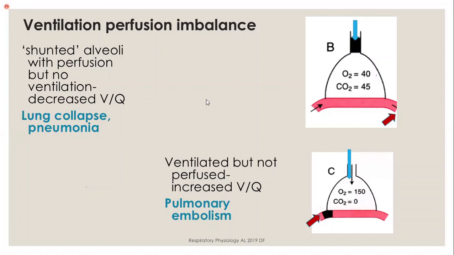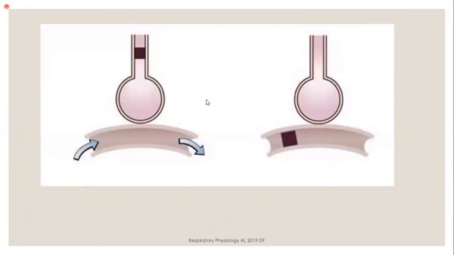In the bottom diagram, you can see that the alveolus is ventilated, but it is not perfused. Here, the VQ ratio is increased, and the most classical example would be pulmonary embolism, where the pulmonary arteries are blocked due to maybe a clot. So these are examples of ventilation perfusion imbalance. The diagram that you saw in the quiz is about VQ. The first diagram is an alveolar shunt.